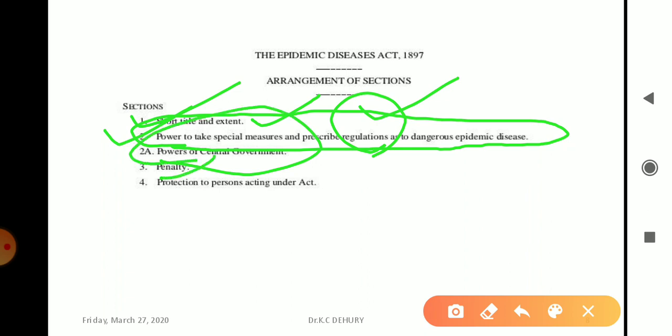Then the penalty, for those people who are not obeying the Act or not acting in accordance with it. And the protection to persons acting under the Act, which means there are some safeguards under this Act.